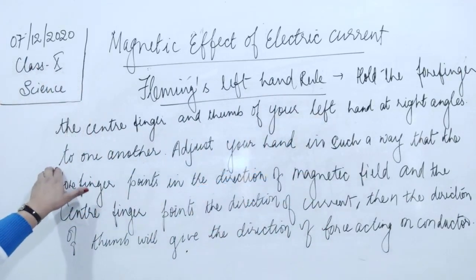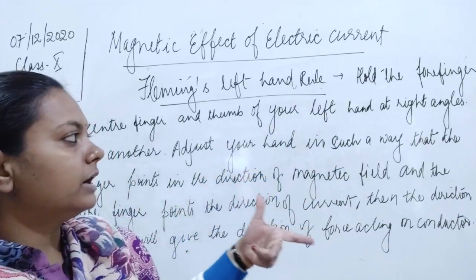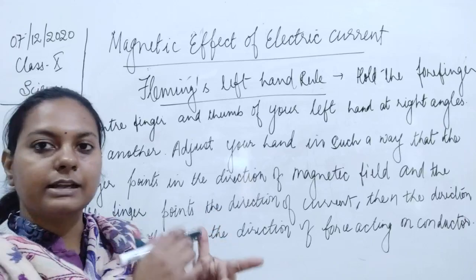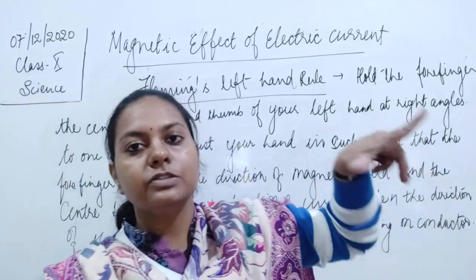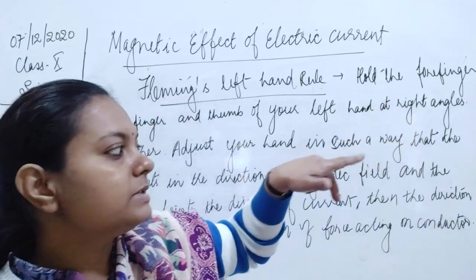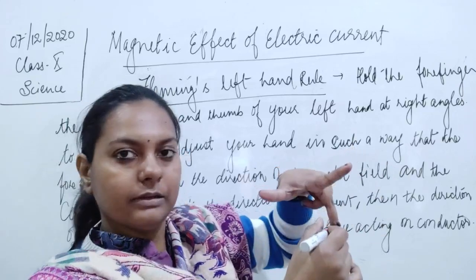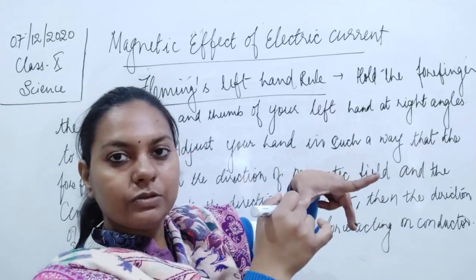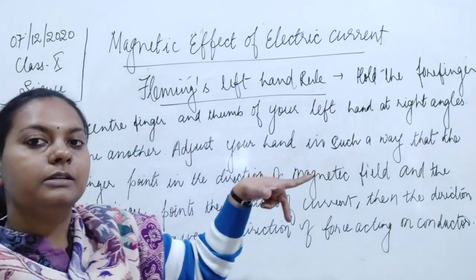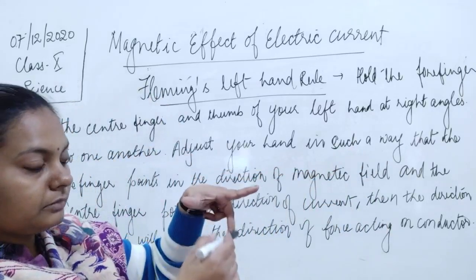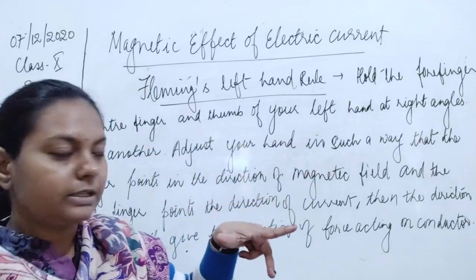Okay, so the center finger and the thumb of your left hand are at right angles to one another. You have to hold the three fingers, that is your thumb, your forefinger and your middle finger, in such a manner that each of them forms a right angle to each other. This one is at a right angle to your thumb. Similarly, your forefinger is at 90 degrees to your center finger, that is your middle finger.